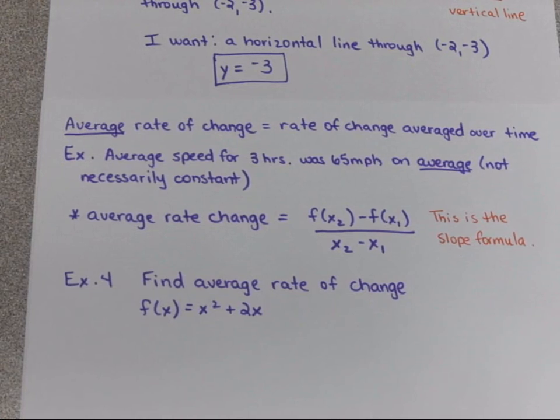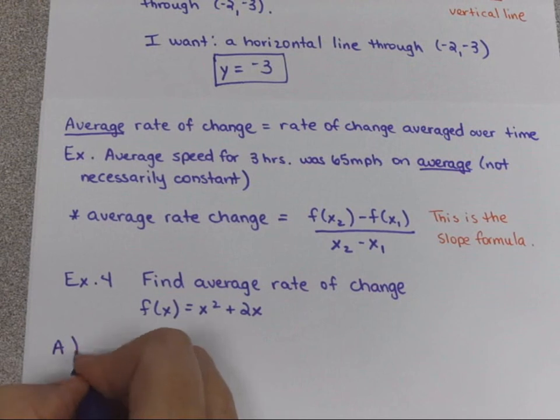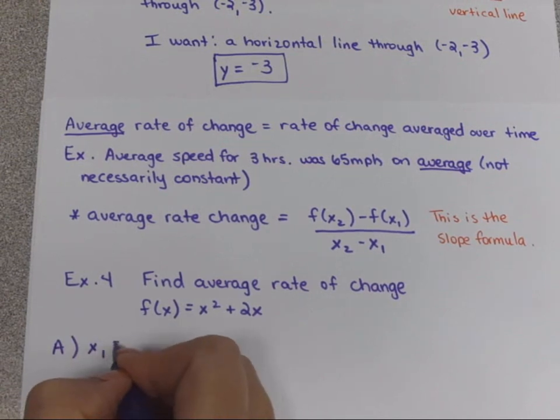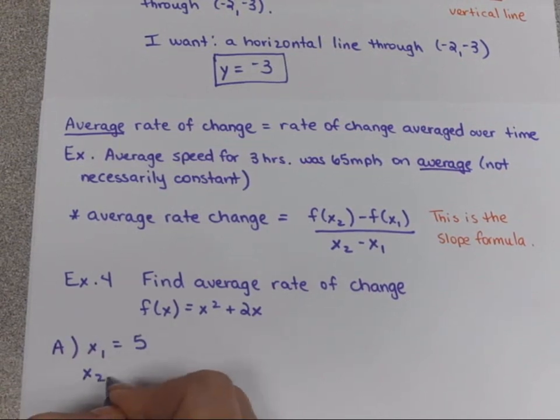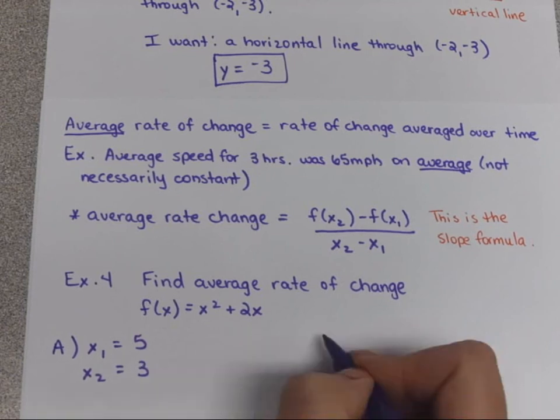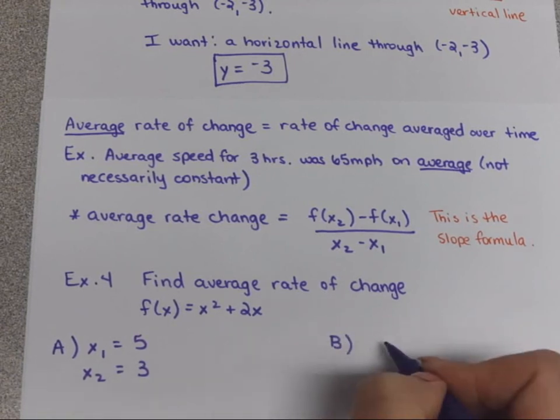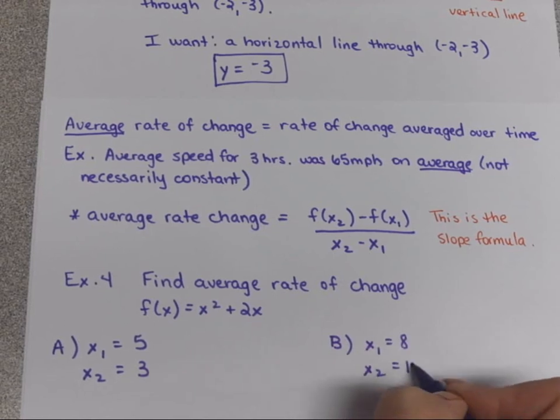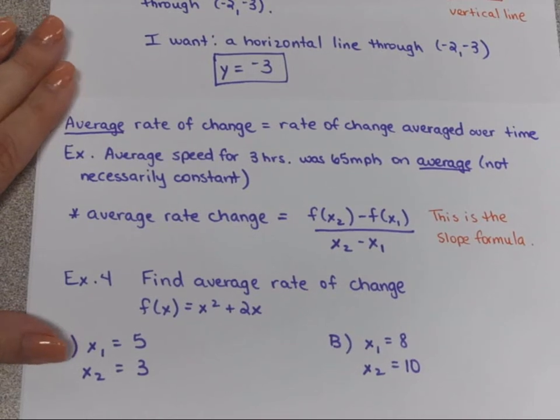So let's say this is my function, and we're going to do two parts to this. I want you to find the rate of change if your two x values are 5 and 3, and then skip over a little space, and I want you to find the rate of change if your x values are instead 8 and 10.